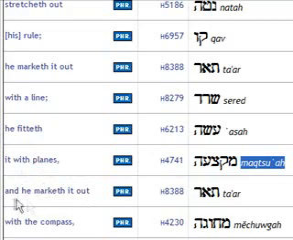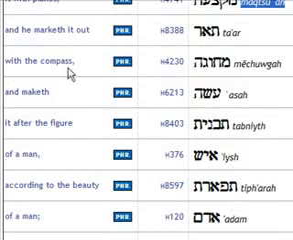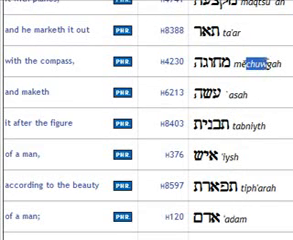Then it starts up again. He marketh it out to R. We've seen that already. And here's the big one, with the compass. And the word here is Me-Chug-ah. And if you have a look inside here, you will see the word chug, which is the word for circle. And so what we're talking about here is the circle drawing tool, the Me-Chug-ah.